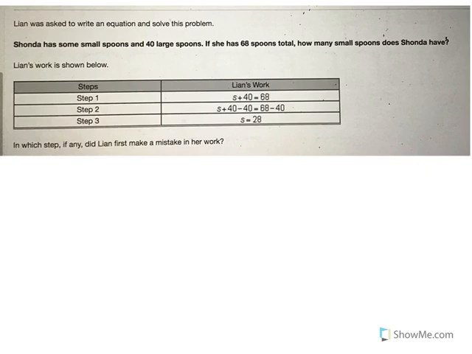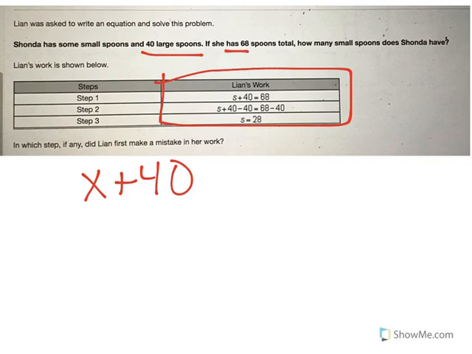All right. So you see the work here in the box, on the table. In which step, if any, did Liam first make a mistake in her work? Okay. So let's look at this. We translated it, and we said Shonda has some small spoons. I don't know how many small spoons, so they wrote the variable s, and again, I'm just going to turn it to an x. And I know she does have large spoons, 40 of them. If she has, and "is" means equals in a math equation, 68 total spoons.